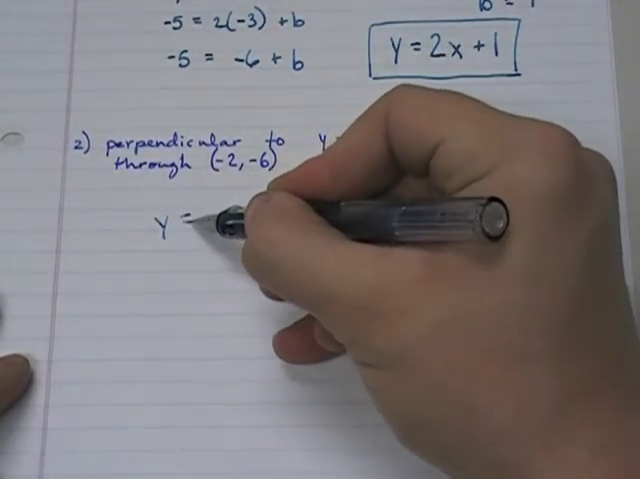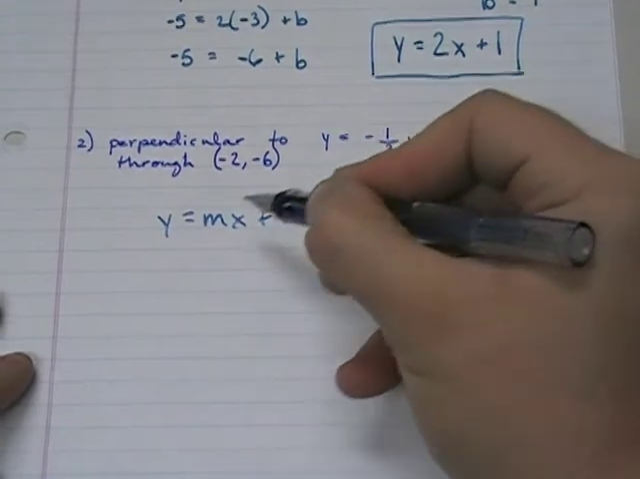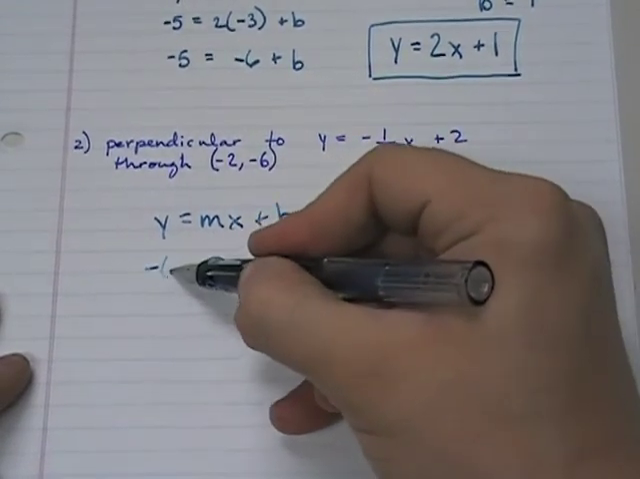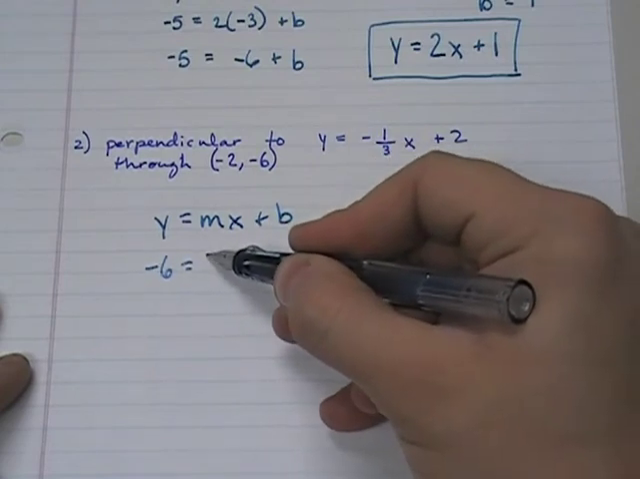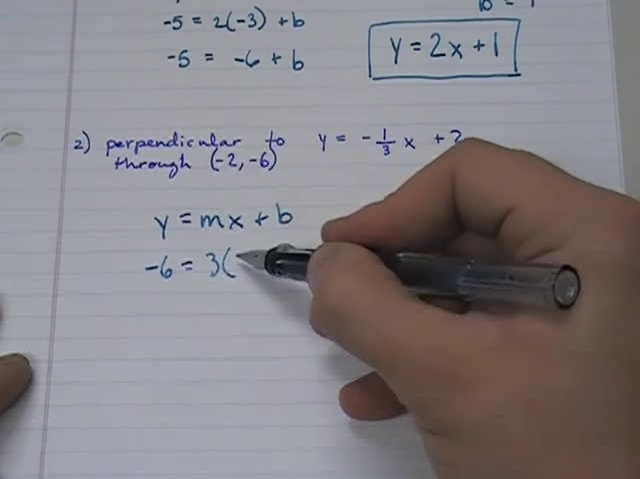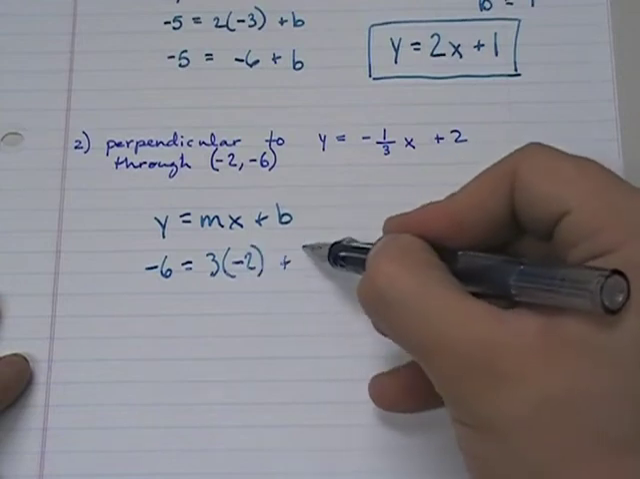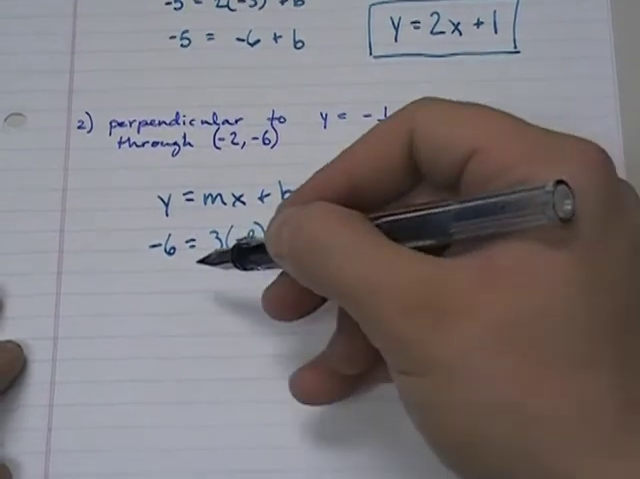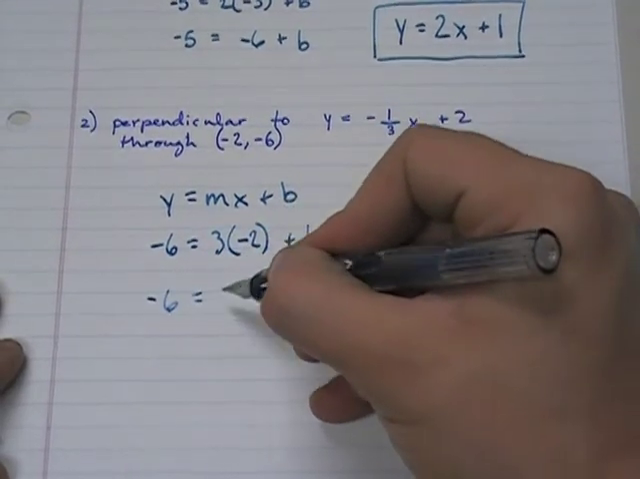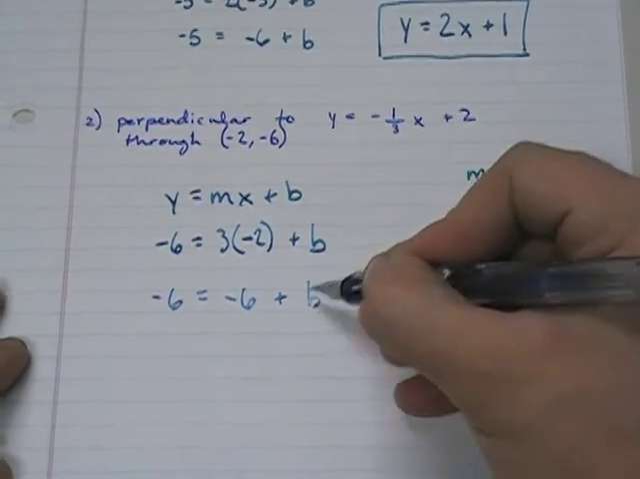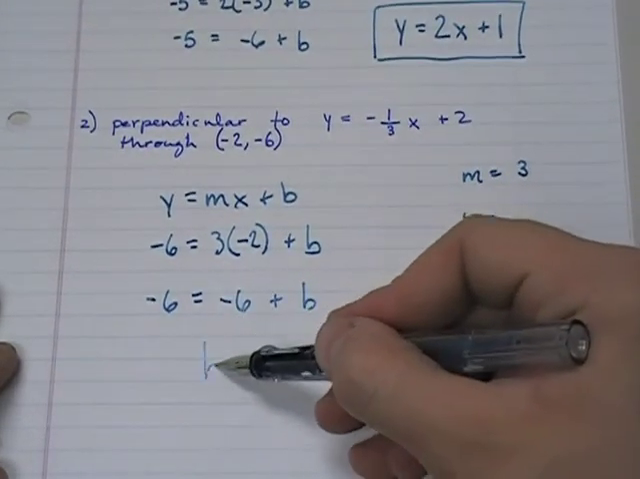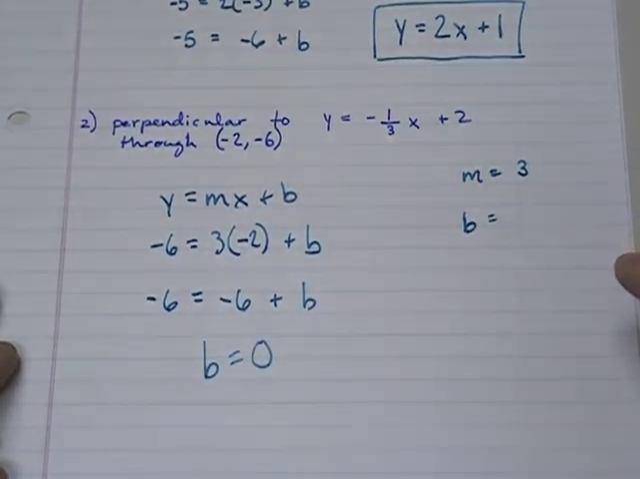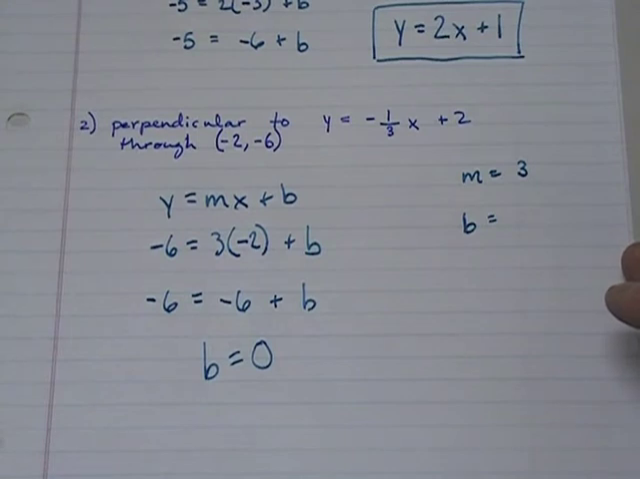So I can say y equals mx plus b. Plug in y, plug in m, plug in x. The only unknown is b. Well, 3 times -2 is -6. So I get -6 equals -6 plus b. Well, if I solve for b, what do I get? b equals 0. So that means it goes through y equals 0, which just so happens to be the origin.